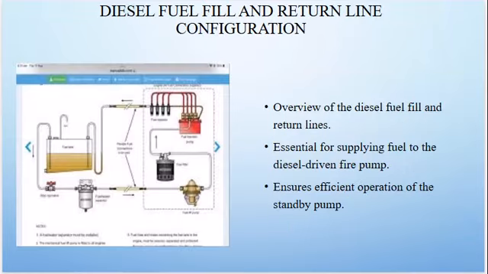Diesel fuel fill and return line configuration. This slide provides an overview of the diesel fuel fill and return lines. These lines are essential for supplying fuel to the diesel-driven fire pump. Ensuring the efficient operation of the standby pump is critical for fire safety. Proper configuration supports reliable fuel delivery and management. Regular checks on these lines help prevent potential leaks and issues.